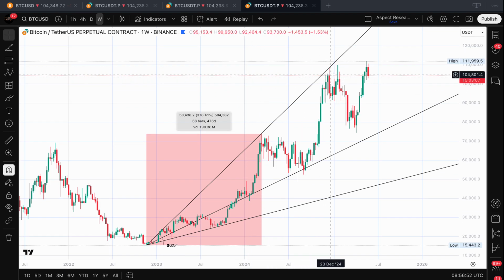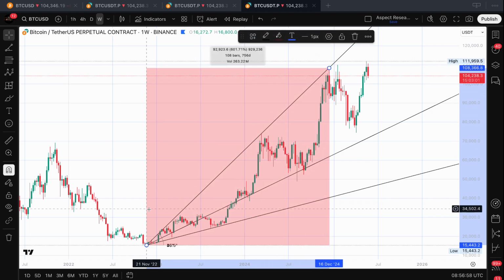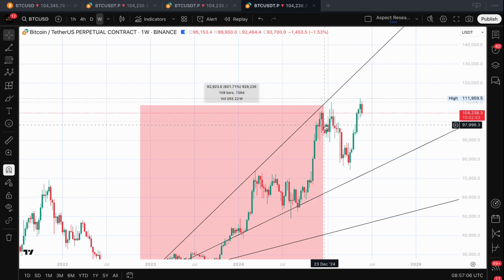Now, here is a double square out. What do I mean by a double square out? We had 108 bars, which represent 108 weeks, and the price was at 108K. So this double square out was a very strong bottom signal, and again, if you are a position trader or a swing trader, you could have taken profit here.